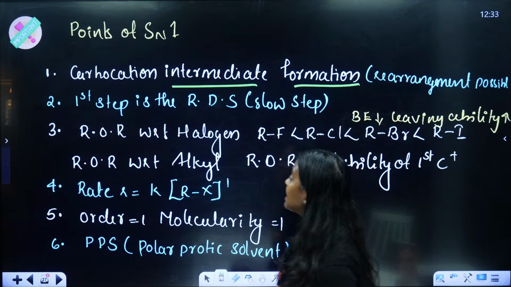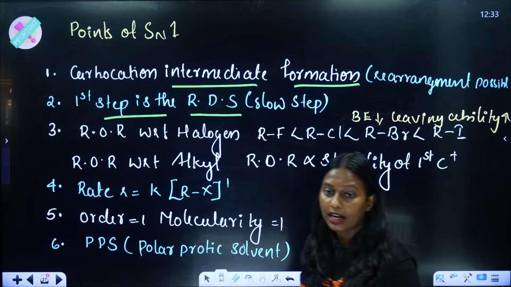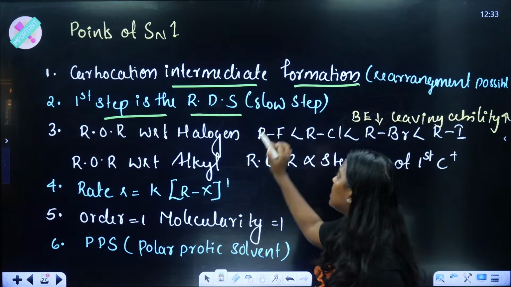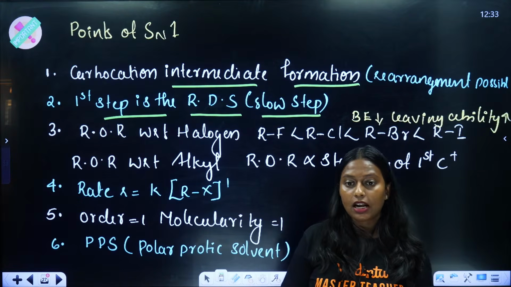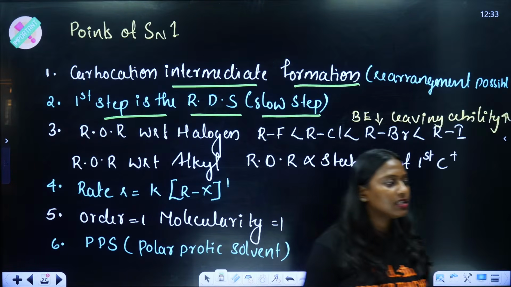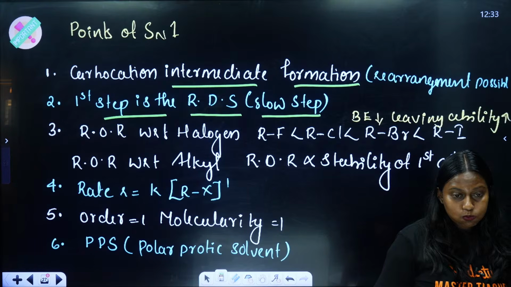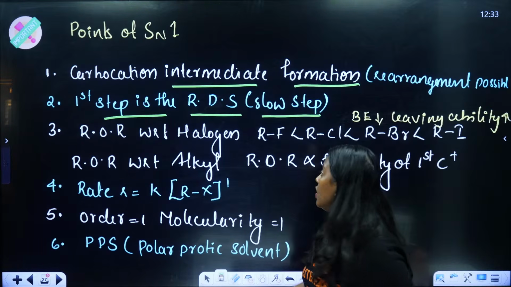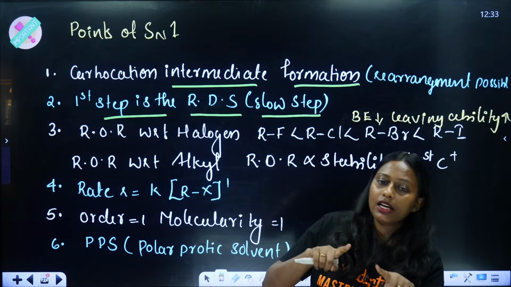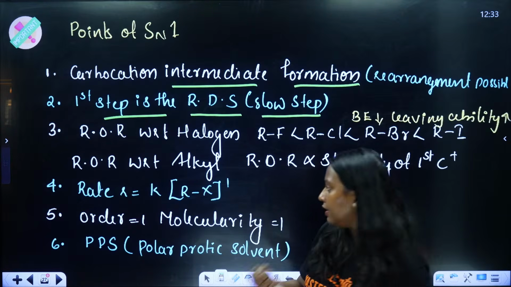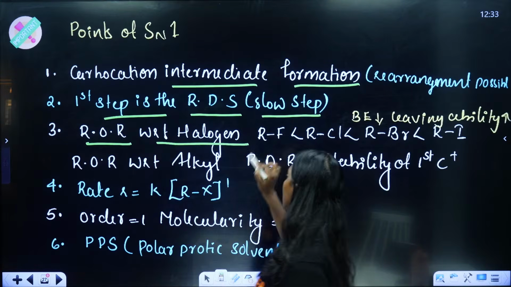Next, step 1 is the rate determining step, and it is a slow step. The first step is a slow step, so it is the rate determining step. Then next one, rate of reaction with respect to the halogen.